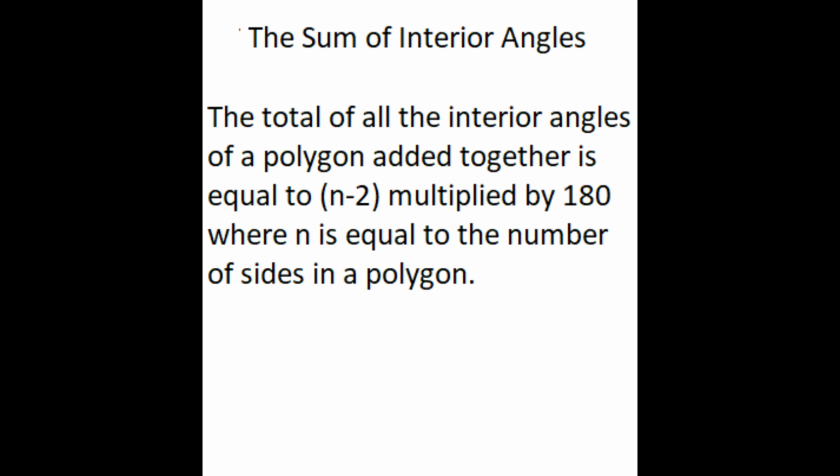So, what is the sum of interior angles formula that I previously mentioned? The sum of interior angles formula states that the total sum of all the interior angles of a polygon is equal to n minus 2 in parentheses times 180, where n is equal to the number of sides in a polygon. The n minus 2 happens first, then the difference of n minus 2 gets multiplied by 180.